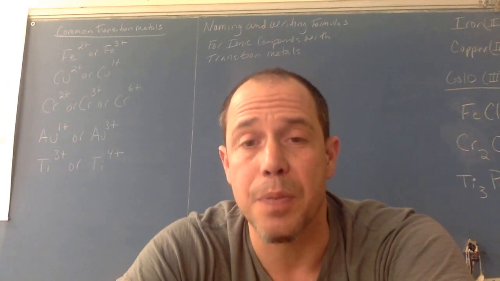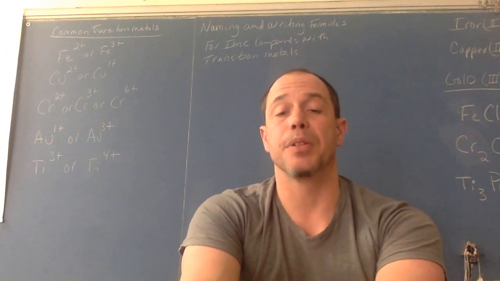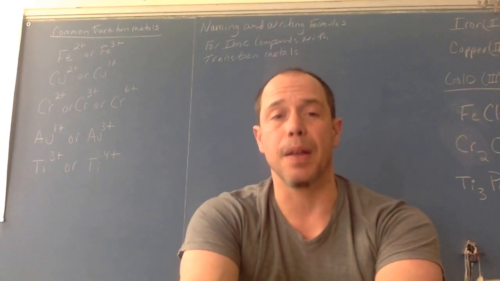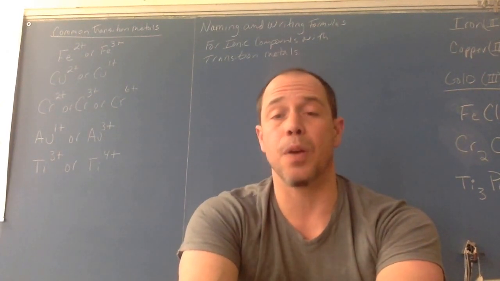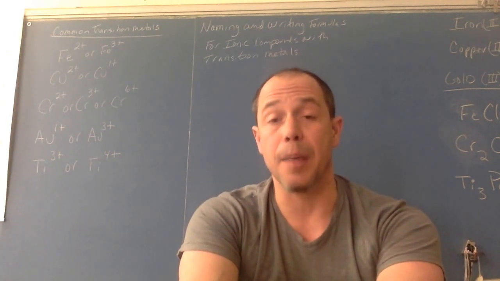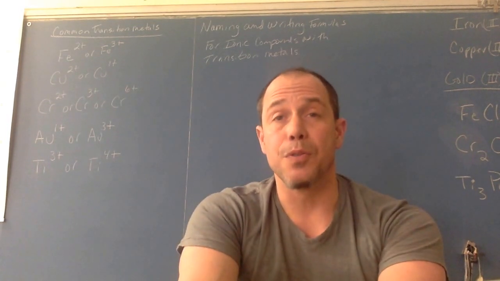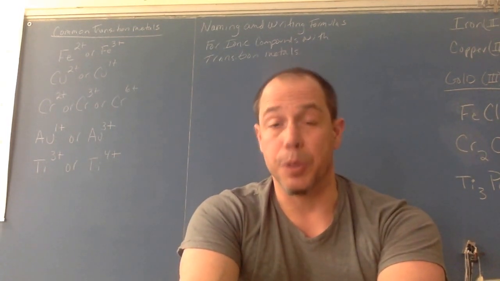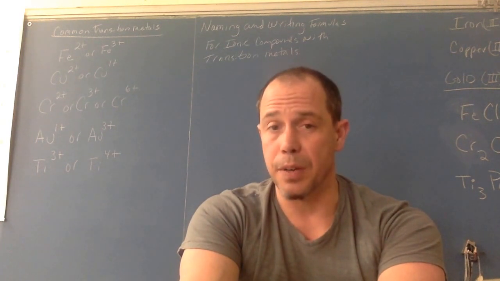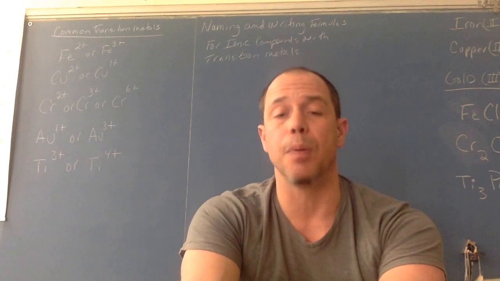So last lesson, we looked at how to name and write formulas for ionic compounds that contain polyatomic ions. In this next lesson, we're going to learn how to write formulas for and name ionic compounds that contain transition metals. Writing formulas for and naming ionic compounds with transition metals is very tricky. It requires quite a bit of math to be able to solve some of these problems.